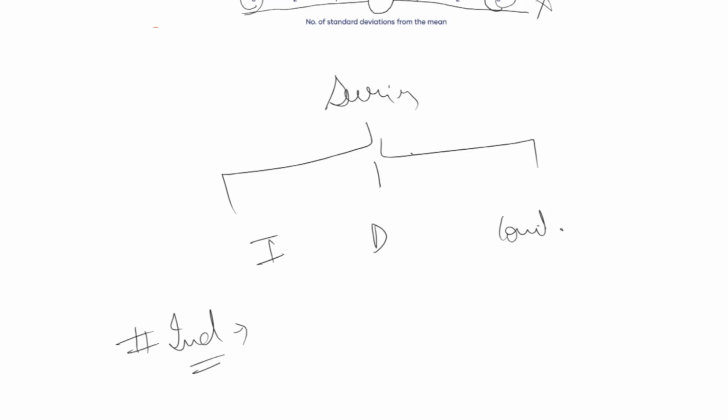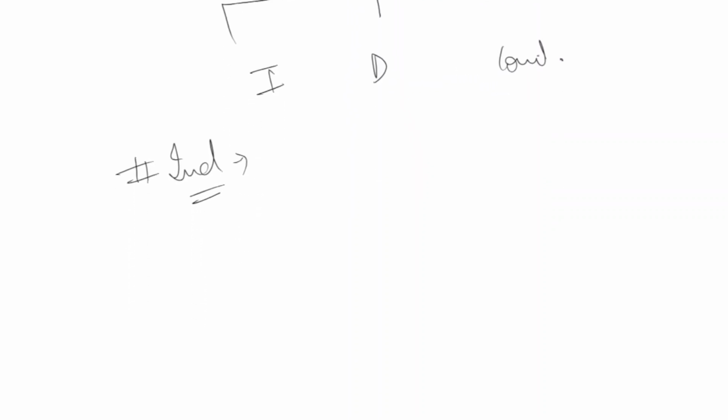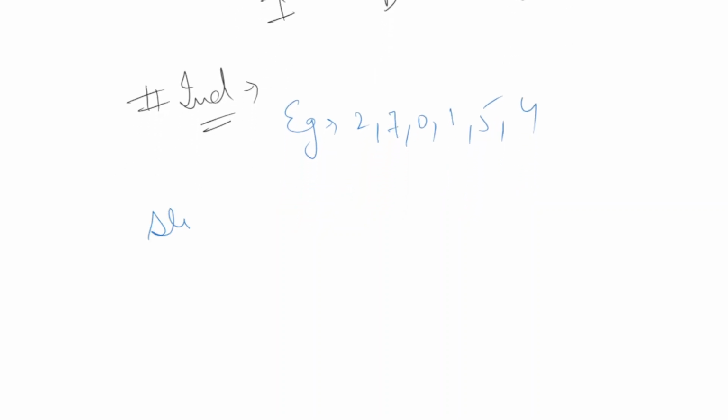In individual series, we know that there are numbers which do not repeat very frequently, but they are distinct numbers. Let's take an example: 2, 7, 0, 1, 5, 4. Now these are the numbers. The very first step to calculate median is to arrange them in an ascending or descending order. I am taking ascending order, that is 0, 1, 2, then 4, 5 and 7. These are the numbers. Now count the values. How many numbers are there?